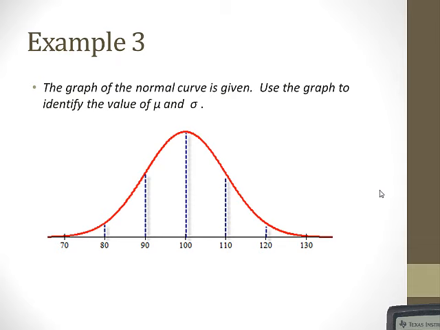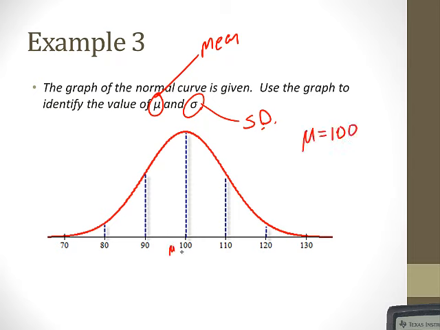Okay, example 3. The graph of the normal curve is given. Use the graph to identify the value of mu, which is the mean, and sigma, which is the standard deviation, right? So again, there's my mean, and here's my standard deviation. Okay, hopefully this is not too bad. What's the mean? It's 100, right? There's my mean right there. What's the standard deviation? 10. I usually put that right below it in parens. So every 10 units, I've gone over. Okay.